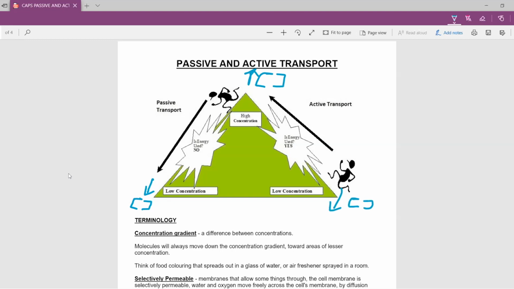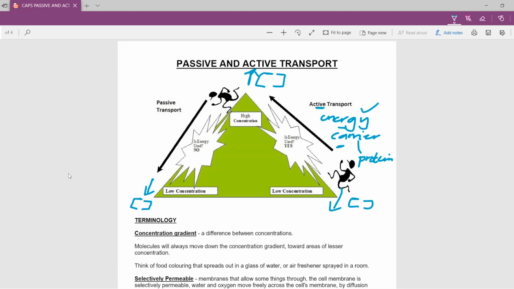If you're going up a hill, it's very hard to actually run up a hill. You need a lot of energy and you need a carrier. And if you remember from your cell membrane, the carrier is the protein, which your teacher did explain to you. Active transport is when a substance moves from a low concentration to a high concentration. You need energy and you need a carrier.